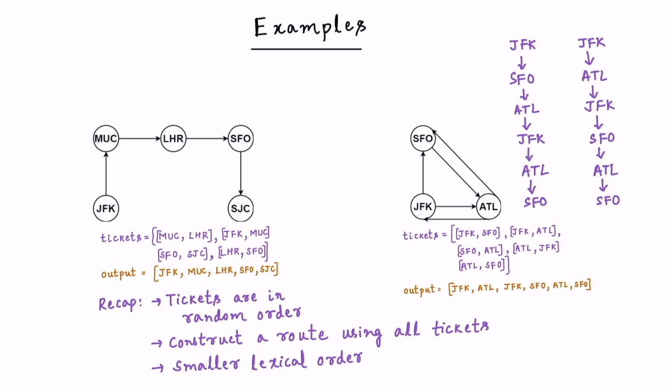Whenever there are multiple routes possible, the problem statement says that we have to return the route that has smaller lexical order. In this case, route 2 has smaller lexical order because the second airport in route 2 is ATL versus the second airport in route 1 is SFO. A comes before S in the alphabet, hence we return the second route, which is the output over here.